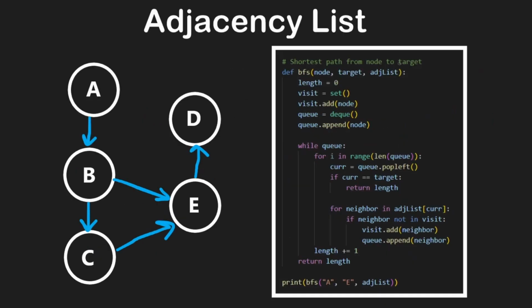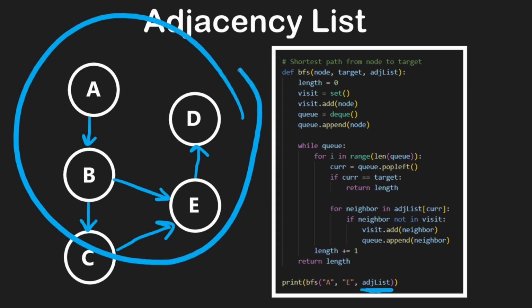So let's take a look at the same example problem. Let's try to find the shortest path from a node to a target. So in this case, the starting node is going to be A again, and the target is going to be E. Those are the parameters we're passing in, and we're passing in the adjacency list that we built for this representation.